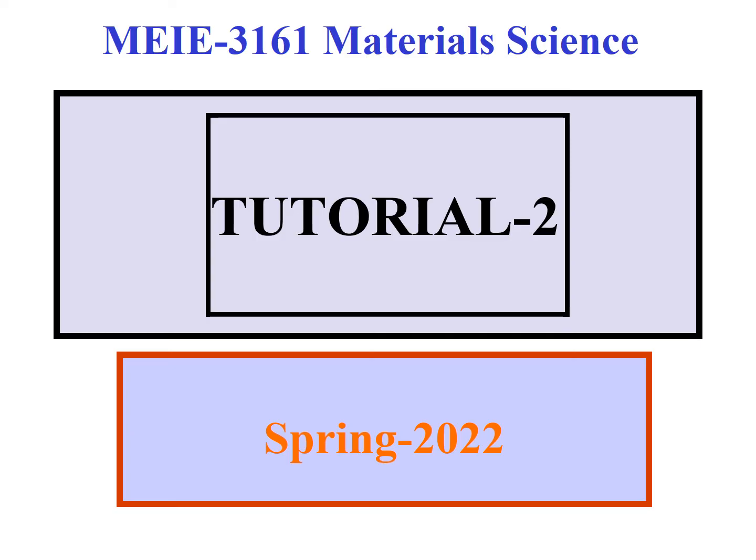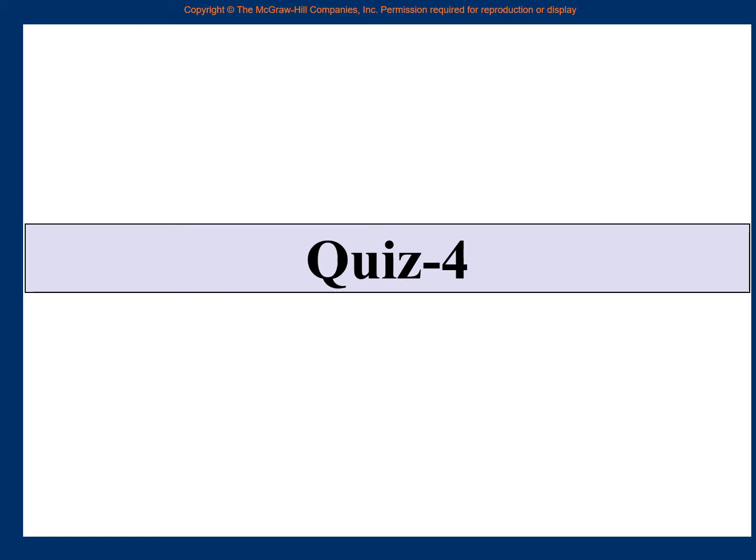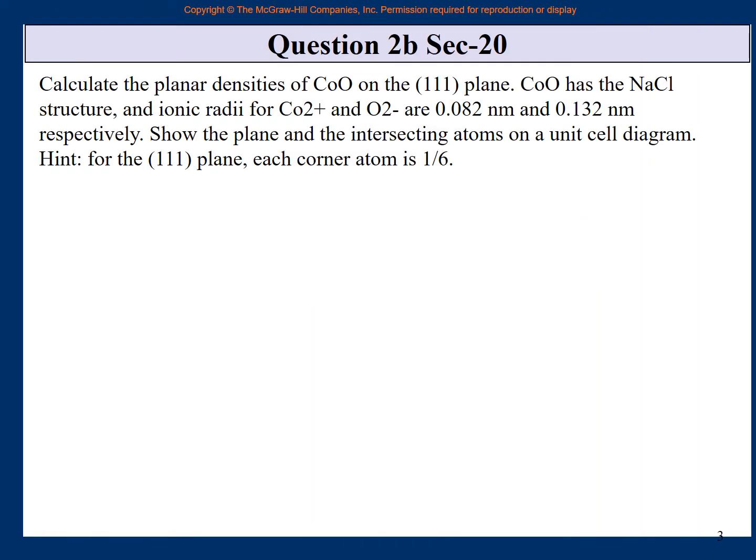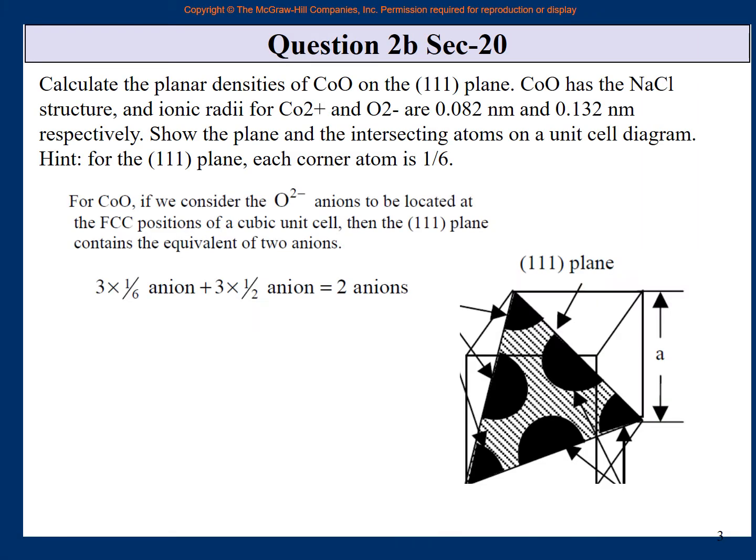We are still doing tutorial 2, of course, and we are completing quiz 4. We have already completed quiz 4 for section 10, and this time we are doing the problem for section 20. So this was the problem, and until here the solution was there: you have to find the planar density for cobalt oxide on the 1 plane.